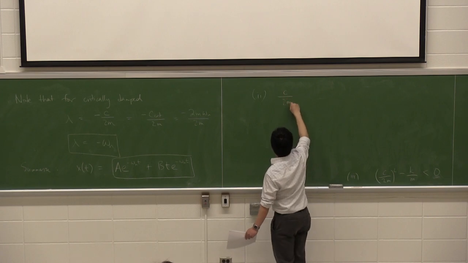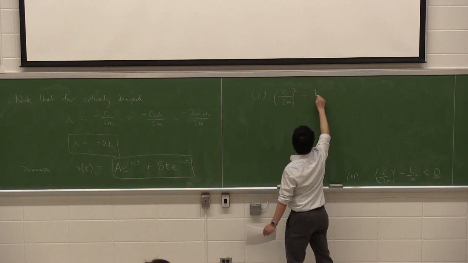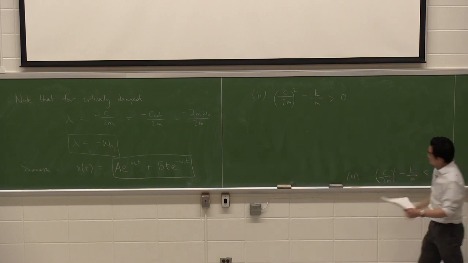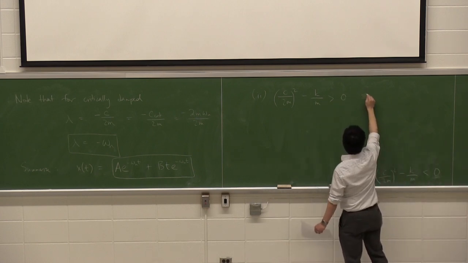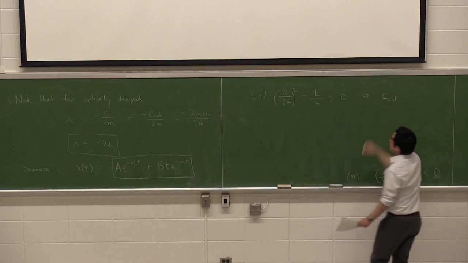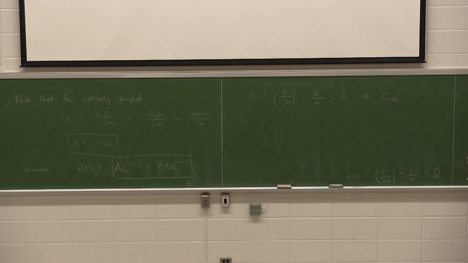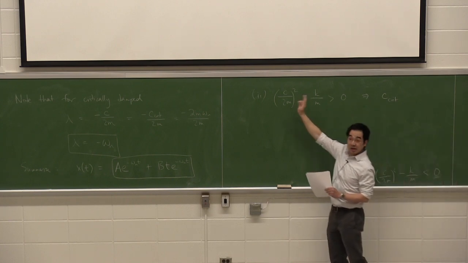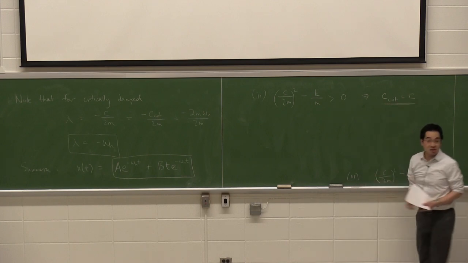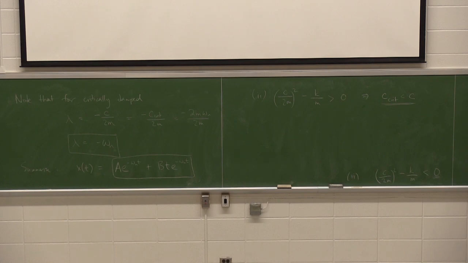C over 2m squared minus k over m greater than 0. In other words, if I calculate at C critical, I'm basically saying that C is bigger than C critical. Right? That my condition is such that this damping coefficient that's built into the system is damping things faster than what I calculated for my critically damped case.